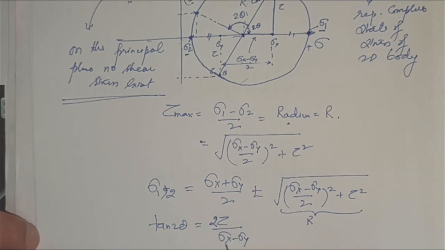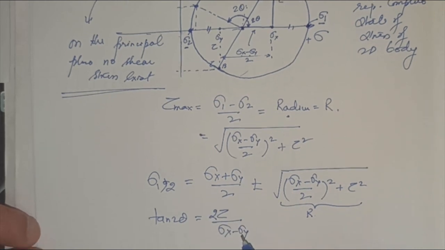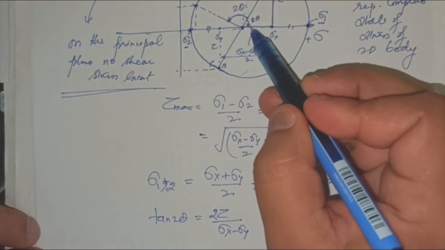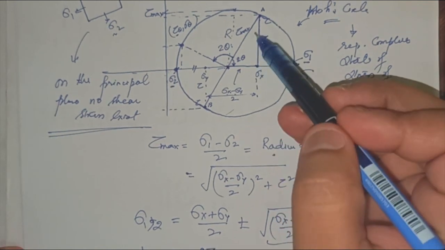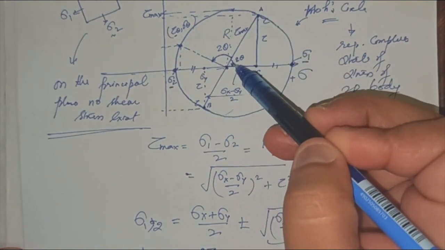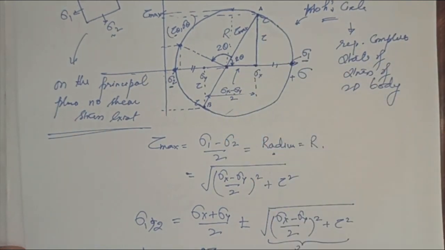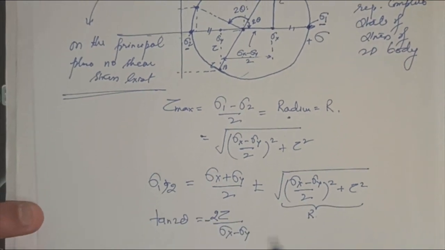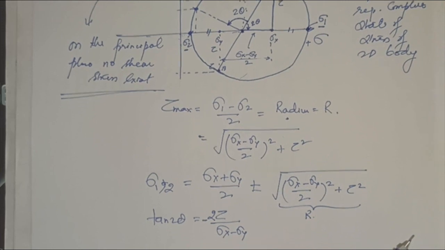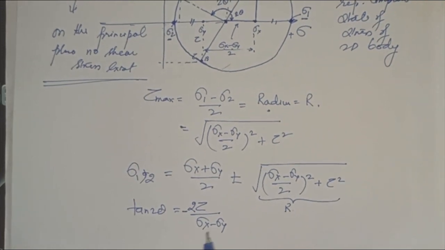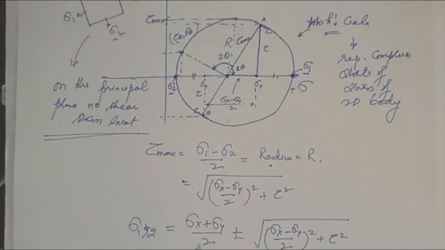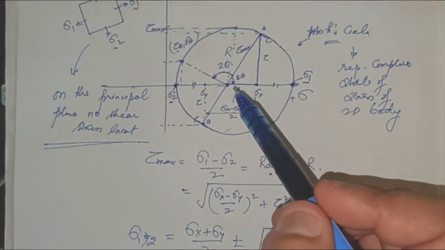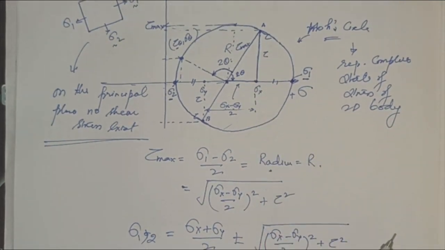tan 2 theta equals minus 2 tau upon sigma x minus sigma y. Since we are taking the angle clockwise, this will give me a negative. So from this I can obtain theta, and I will be getting 2 thetas here.